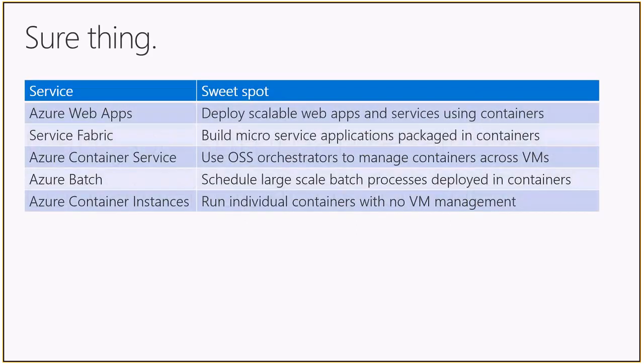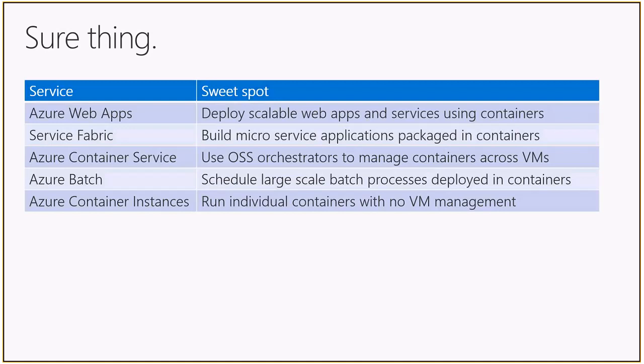As we can see, there are a number of container options. You have Azure Web Apps. These are for web apps and services that use containers. So if you have legacy web apps that you want to run in containers, Azure Web Apps for Containers is your friend. Service Fabric also allows you to run containers. If you want to build microservices and run them in containers, that's where Azure Service Fabric comes into the picture.